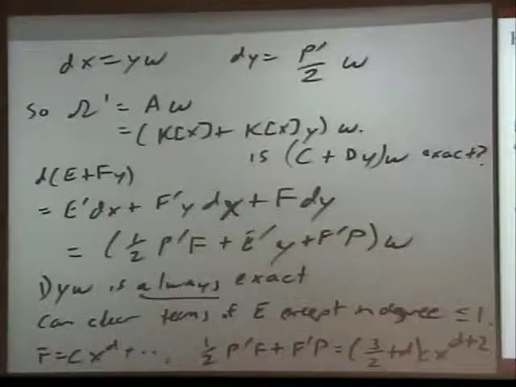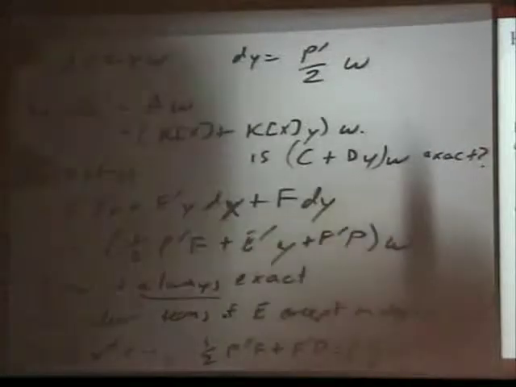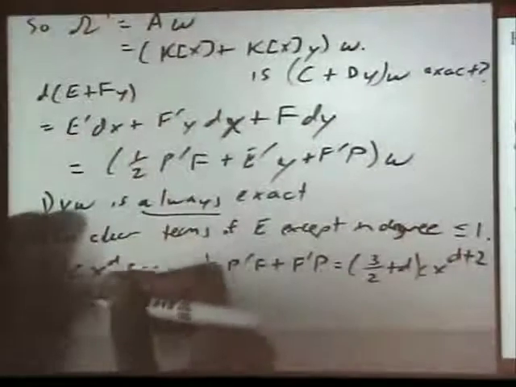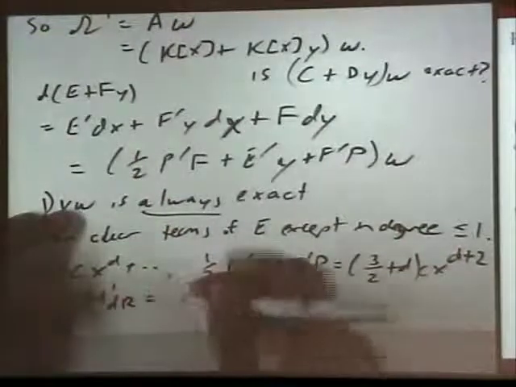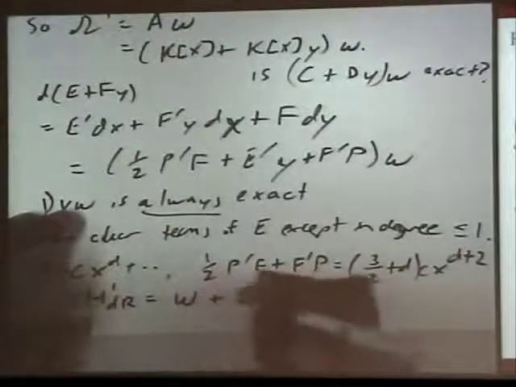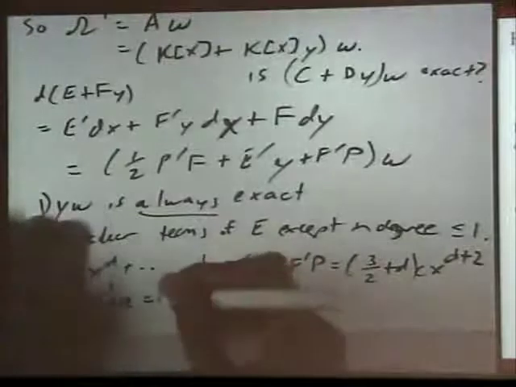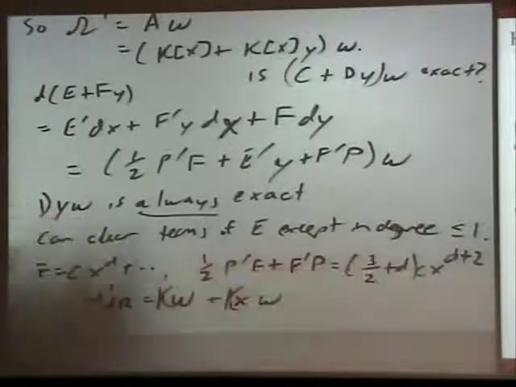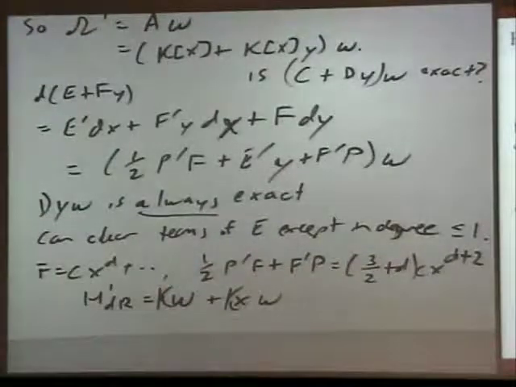This is never 0. So you could clear anything in degree 2 or higher, but you can't get rid of the constant in the linear term. So lo and behold, the conclusion is H1 de Rham is generated by omega and x times omega. That's the k-span of omega and x times omega.